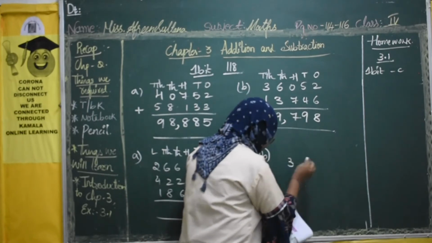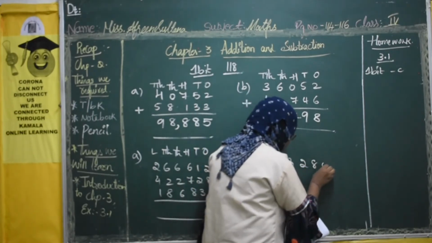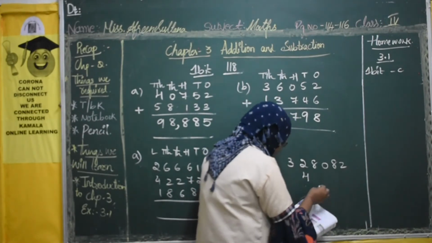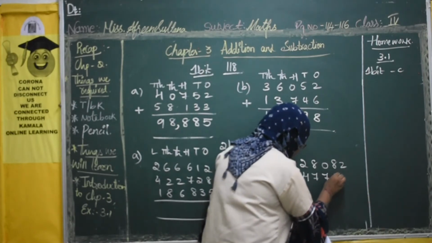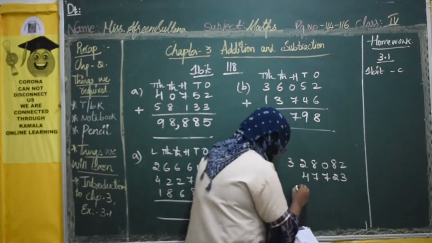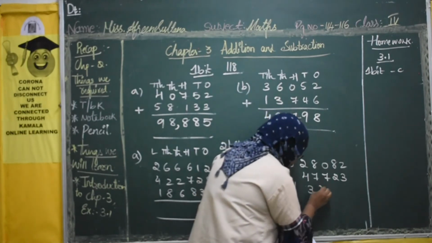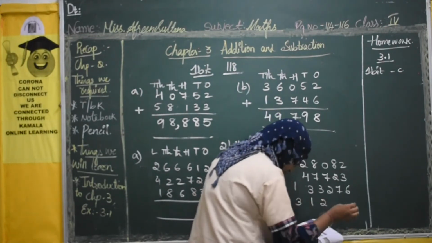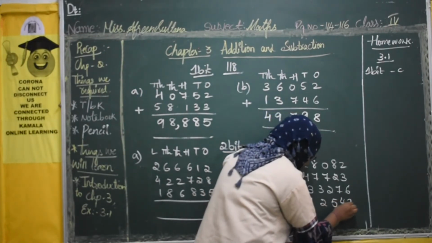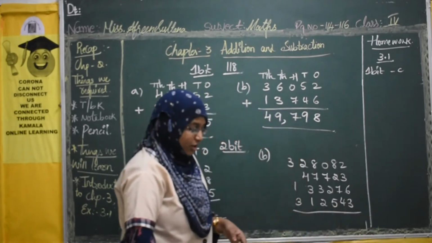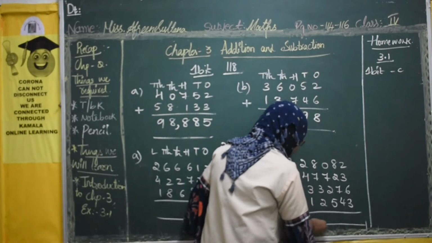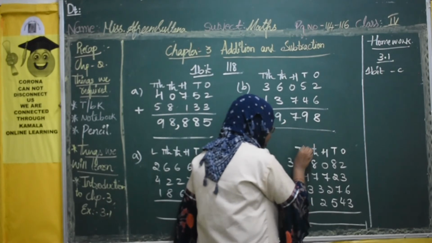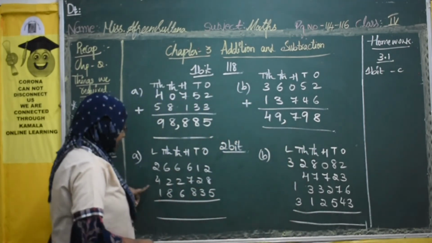That is 3,28,018, 2,47,723. Next, 1,33,276, 3,12,542. See how many numbers they gave here. They gave 4 numbers where we have to do the addition. Right? Ones, tens, 100, 1,000, 10,000, lakh. Okay? So let us move with the first one.